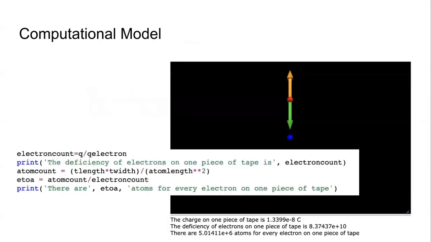This is the second part, which is the computational model. And so the deficiency of electrons on a tape, I set it equal to the charge on the piece of tape divided by the charge on an electron. I then calculated how many atoms can fit into one piece of tape using the dimensions of the tape and divided it by the electron count to get the ratio of number of atoms to the number of electrons on one piece. And this is just what the computational model is.